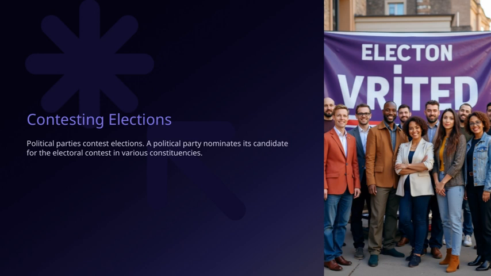This process is vital because it ensures that different parties offer voters a choice, and it helps shape the overall democratic landscape. So, when we talk about contesting elections, think of it as a competitive arena where parties put forward their best candidates to win the trust and votes of the people. This is how democracy functions through this contest of ideas, policies, and leadership.